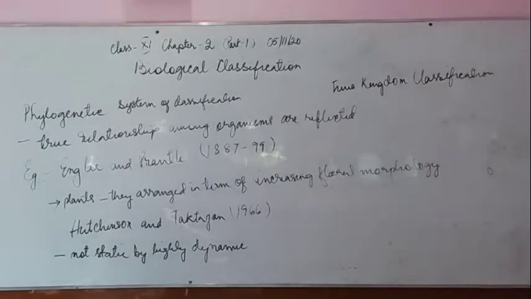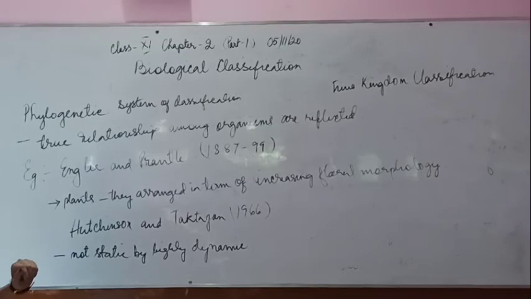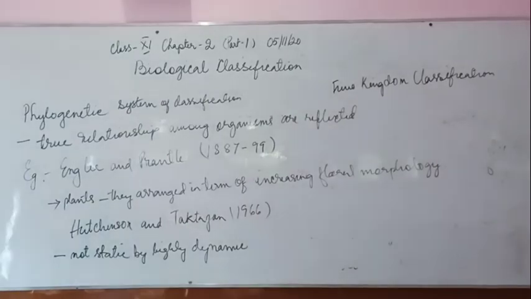Sometimes you find both advanced and primitive characters together in an organism, right? And we have very little information on fossils. When you study evolution, fossils definitely play a very important role, but we have very limited information on them. Sometimes fossils are not formed, sometimes they get lost, and during transportation they also get lost. So we don't have enough fossil evidence. Therefore, we consider the phylogenetic system of classification not static but a highly dynamic system of classification.